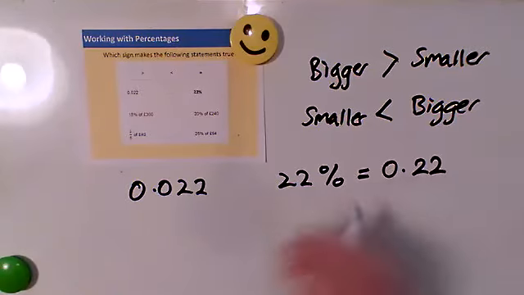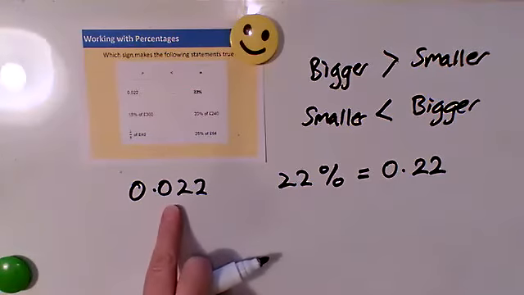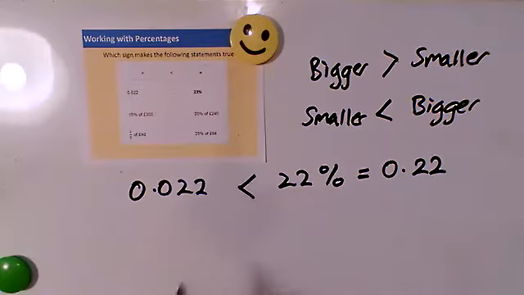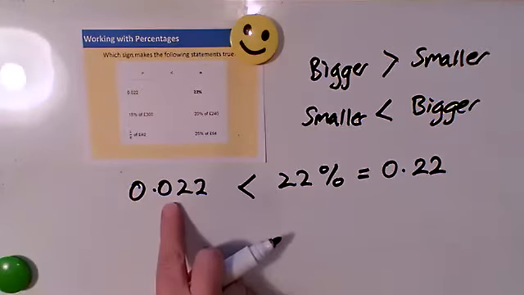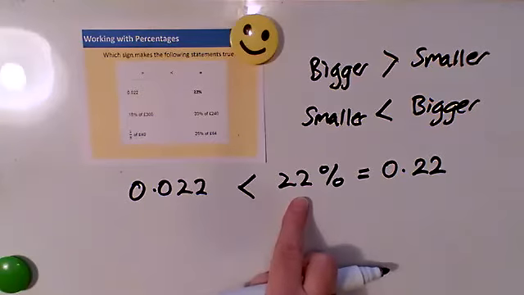Divide it by 100. I can see that this number is bigger than this number. So the inequality symbol I need is this one. So 0.022 is less than 22%.